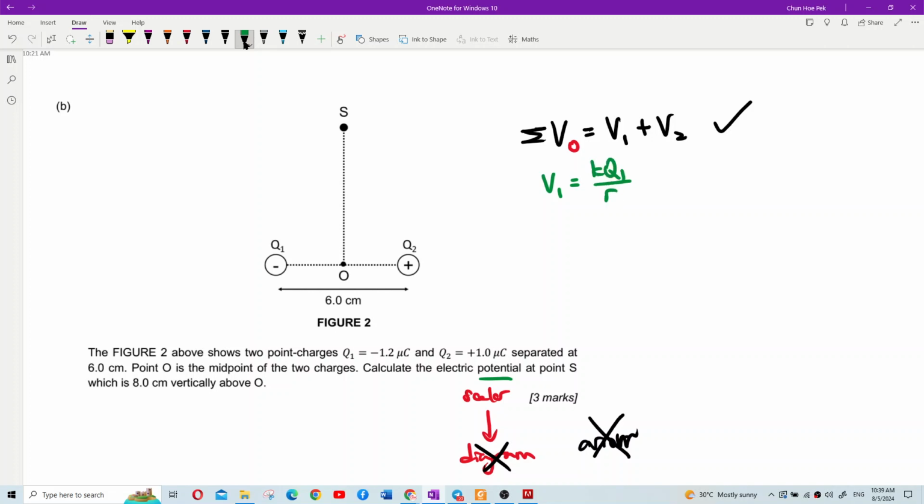KQ1 over R1. There is no square here. Some of you put a square. There is a square again, ya. That's wrong.